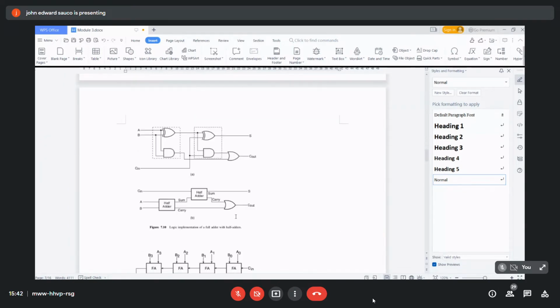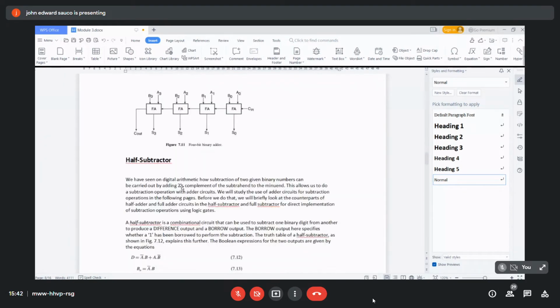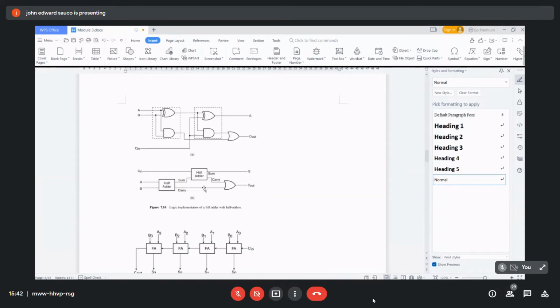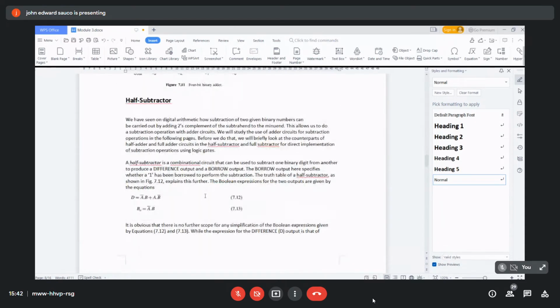So, half adder and full adder is may kinalaman sa isa't isa. So half adder is sa 2-bit and then yung 3-bit na full adder na ang gagamitin. So ganun din sa half subtractor. Okay? Pero dito naman, subtraction of two given binary numbers can be carried out by adding 2's complement of the subtrahend to the minuend. Okay, so yung pinagkaiba niya, this allows us to do the subtraction operation with adder circuit.